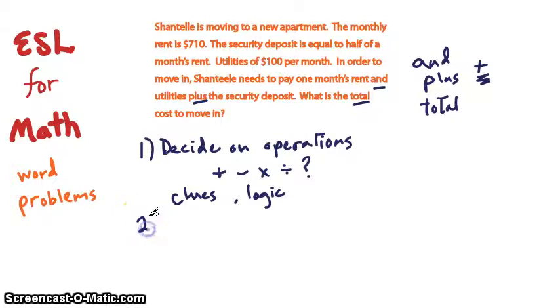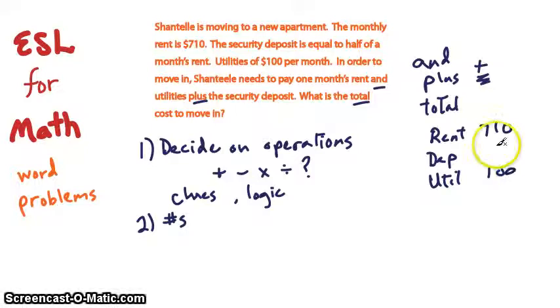Okay, our second step is to find out what numbers are involved in this problem. Okay, so we have the rent. We know that one already is $710. We have the deposit. We'll come back to that in a second. And we have the utilities, which we know are $100. Okay, now let's look for the deposit. It says the security deposit is equal to half of a month's rent. And we know that the month's rent is $710.